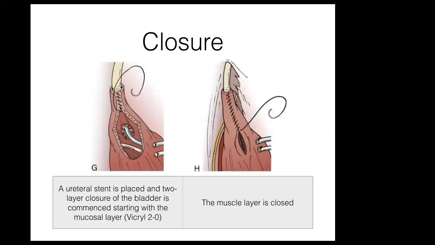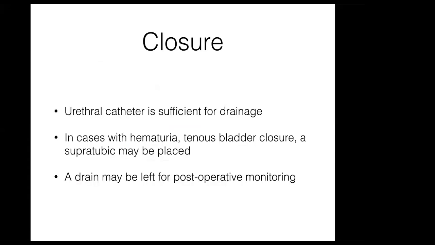So for closure, you first place a ureteral stent and you perform a 2-layer closure of the bladder, starting with a mucosal layer, and then you close your muscle layer. For drainage, a urethral catheter is sufficient. In cases with hematuria or a tenuous bladder closure, you may insert a suprapubic tube. And you may also leave a drain for post-operative monitoring.